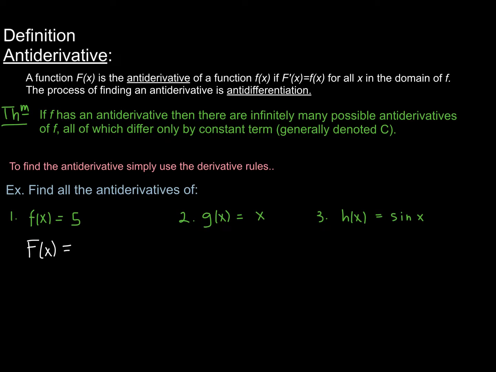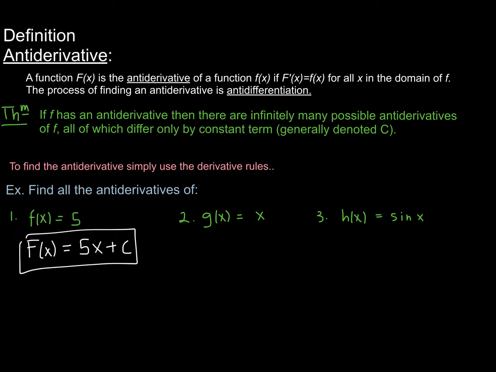Okay, so starting with lowercase f of x, we represent the antiderivative with the capital letter. So capital F of x is going to need to be 5x, because the derivative of 5x is 5. But we want to include all the possibilities, so plus c, where c is any constant value.